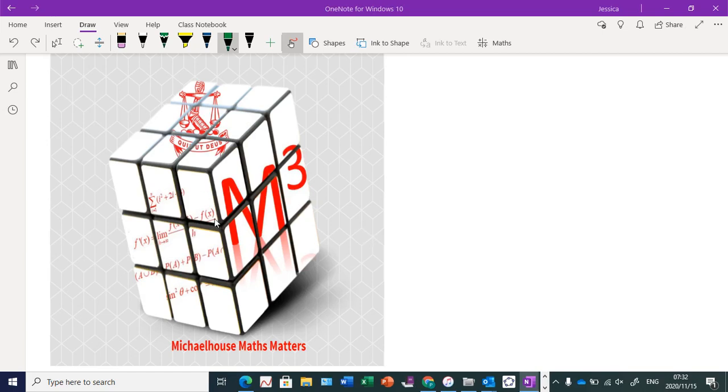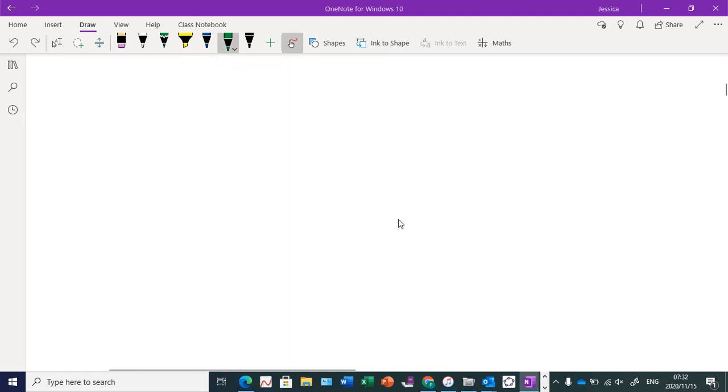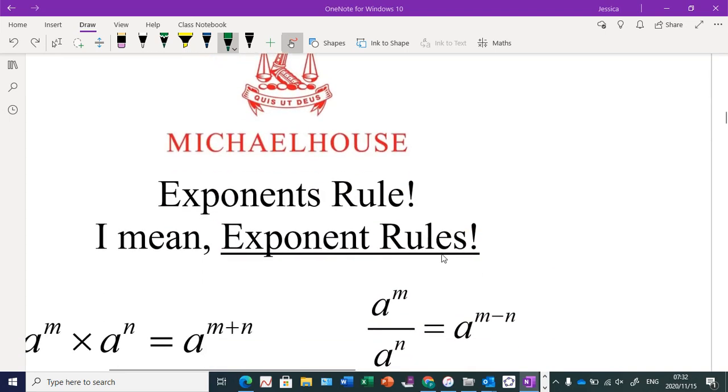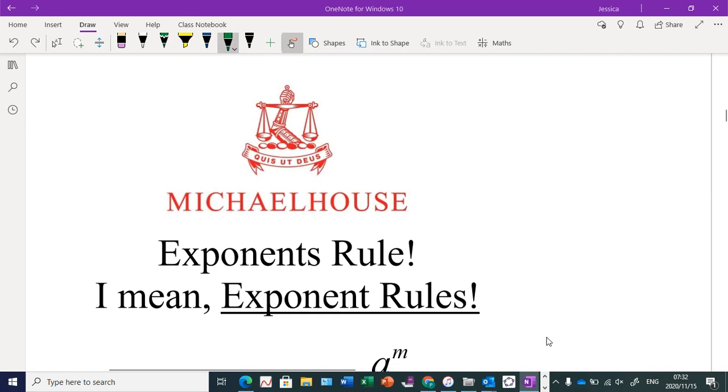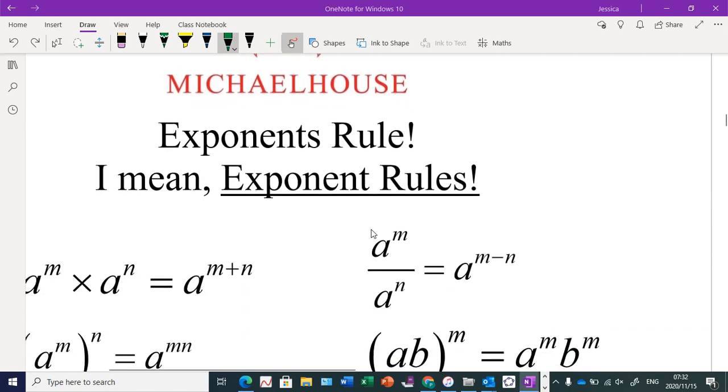Okay, so welcome to another edition of MCube, My Class Maths Matters, and we're going to just look at exponents. The first thing about exponents is that they're all about knowing your rules. So let's just quickly revise those.